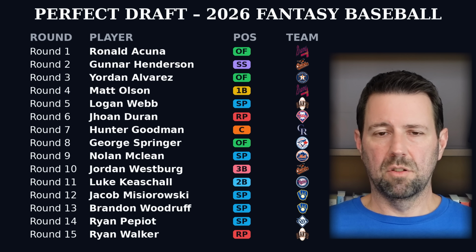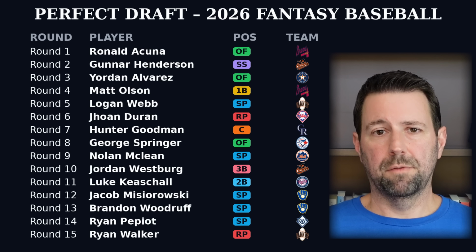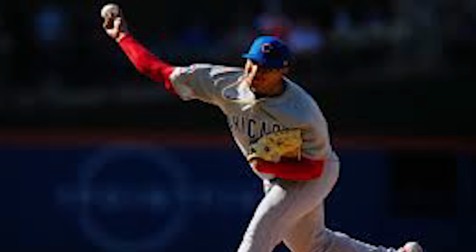And if he's gone or if you just don't like Ryan Walker, fine. Look, Daniel Palencia also for the Cubs. Don't see why he wouldn't resume his job as a closer for a team that should win a ton of games. So he's a pretty good option too. There you go. First 15 rounds of my perfect draft.